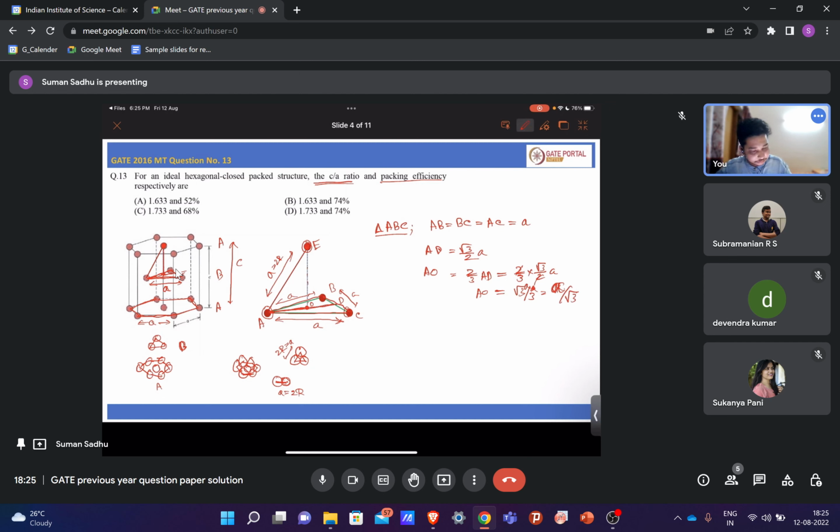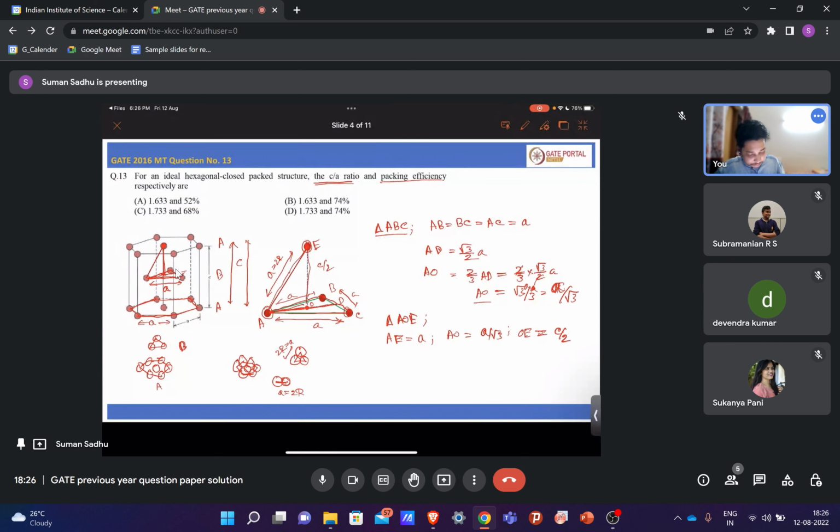Now let us consider this triangle AOE. Here we have AE, which we know is equal to a. We also know AO is equal to a by √3. Now we need to find the c by a ratio. So what is this distance OE? OE is half of the total height of this unit cell, that is c by 2. So OE is c by 2.